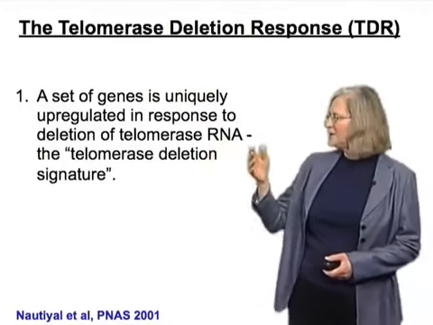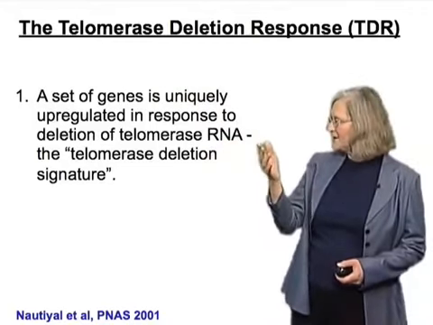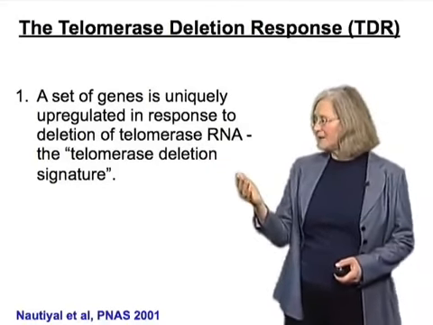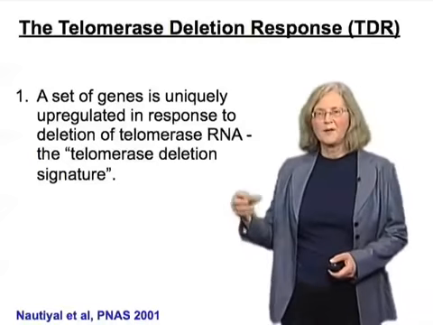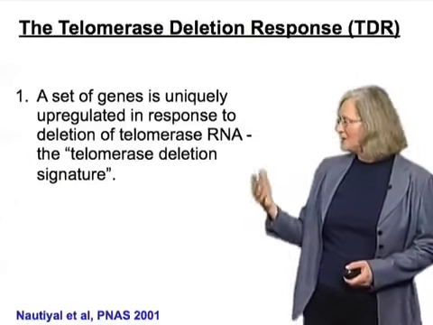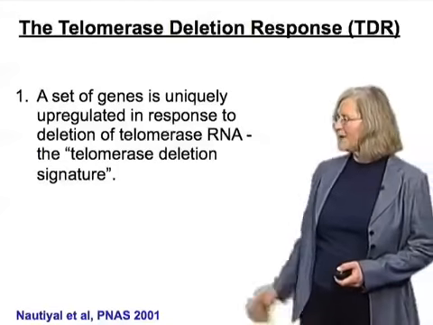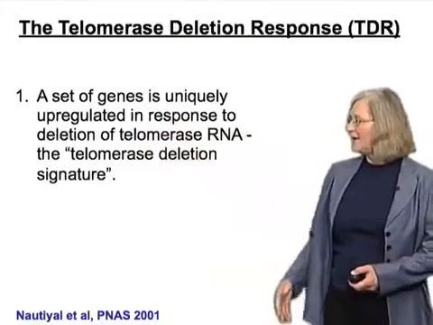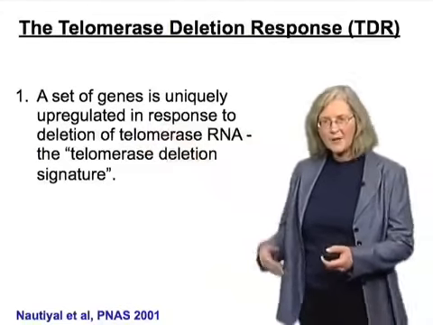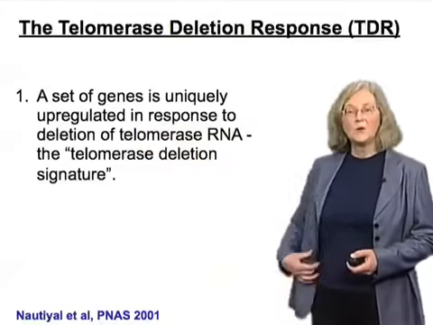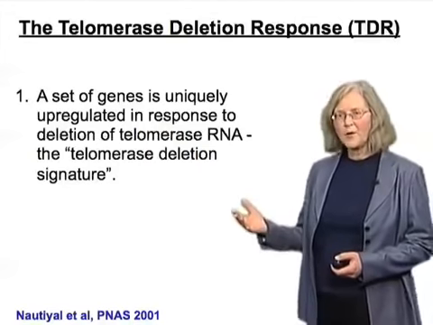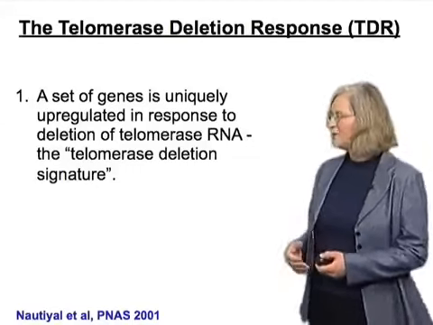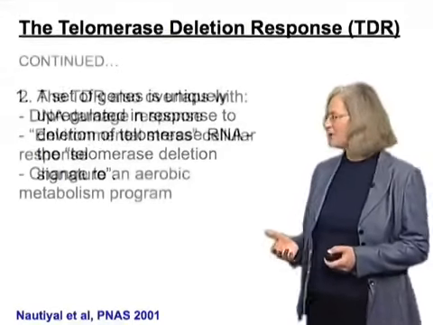We found a set of genes uniquely upregulated in response to the deletion of telomerase RNA, and we call that the telomerase deletion signature. It was a particular group that behaved as a group only when you deleted the telomerase RNA. That would be the group that showed up as red because they were upregulated, and that hadn't been seen by any other manipulation. So the cells indeed were sensing that they were losing telomerase, and they responded in a particular way by changing their physiology, which we read out as a change in gene expression profile.